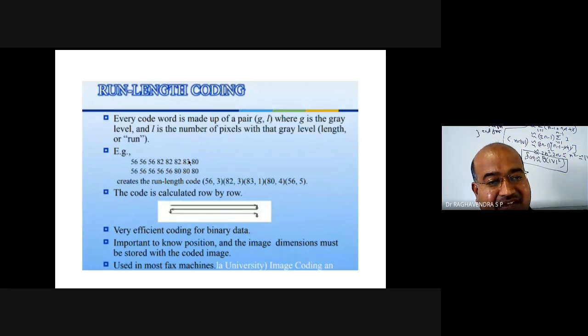Next, similarly 80. If you consider this 80 with respect to the entire image, 1 2 3 4. Next 56 again, but in terms of the second row. So in terms of the second row, 1 2 3 4 5. So this is how we can represent the run length coding for interpixel redundancy.